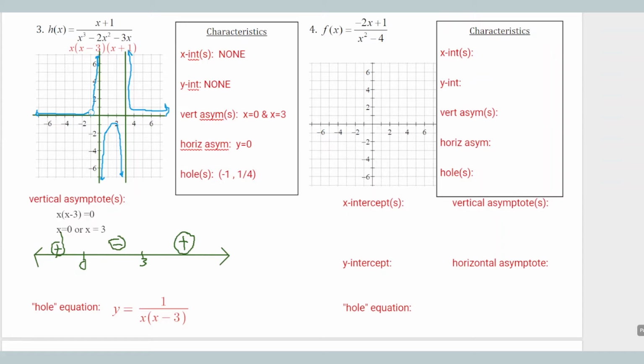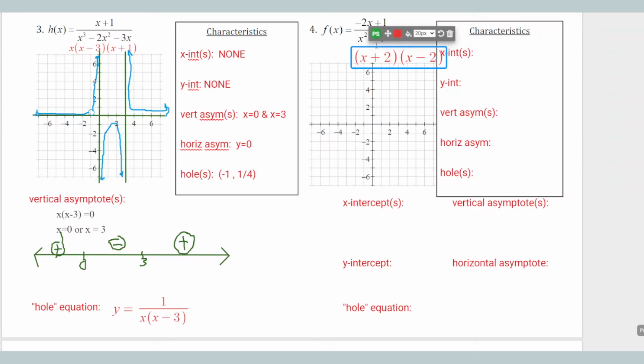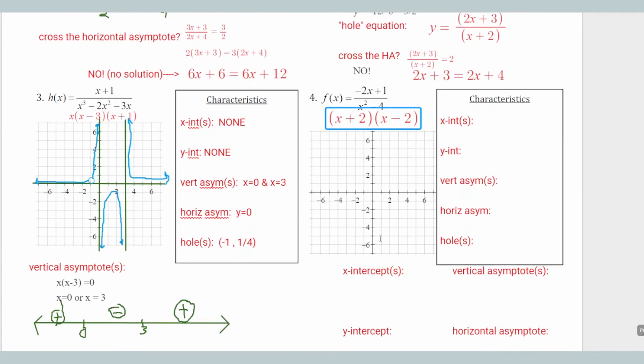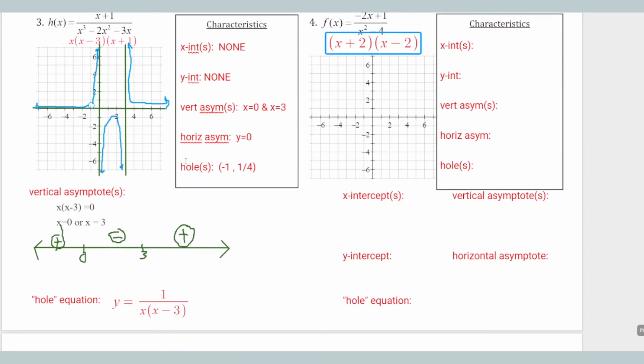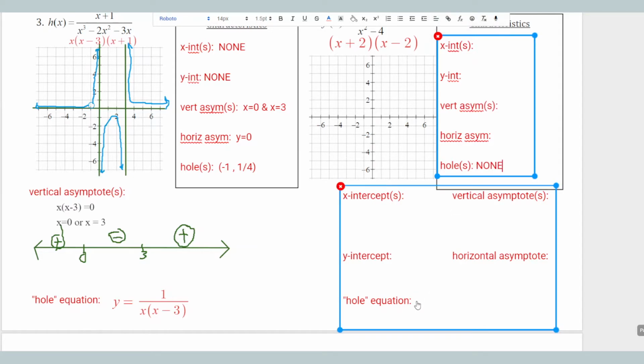Number 4, the numerator is linear, so no factoring to do there. But in the denominator, we probably want to factor this. It's a difference of 2 squares. We get x plus 2 times x minus 2. So no hole on this one, right? There's not going to be an x value that makes both the numerator and the denominator equal 0. So we can conclude immediately that there's no holes. So we don't have to worry about finding a hole equation, at least for now.